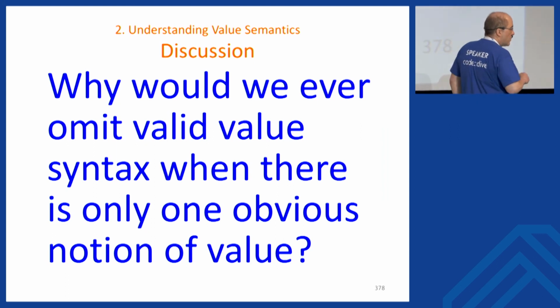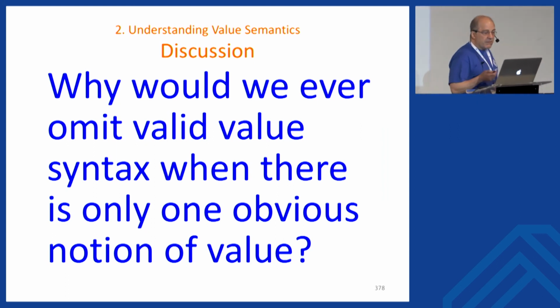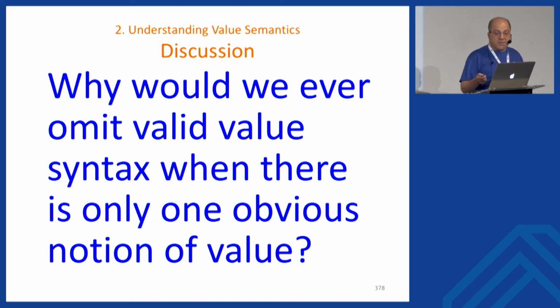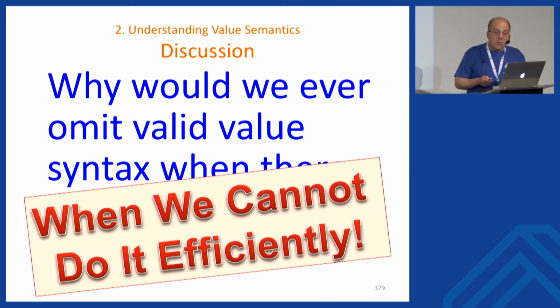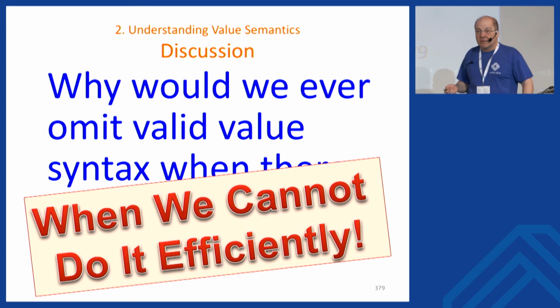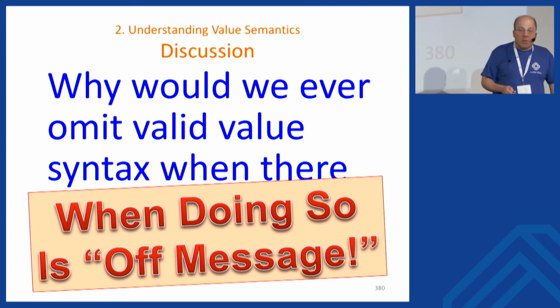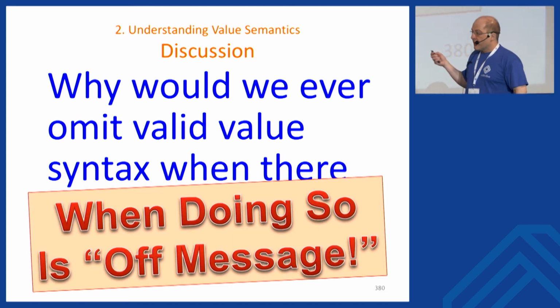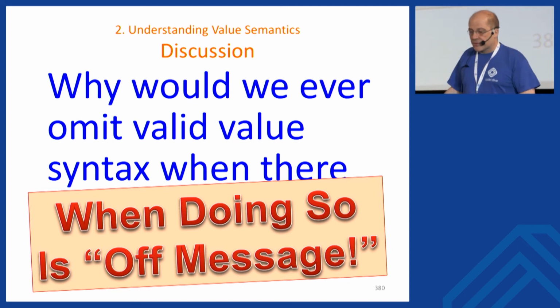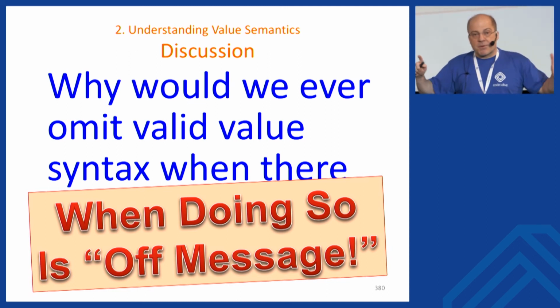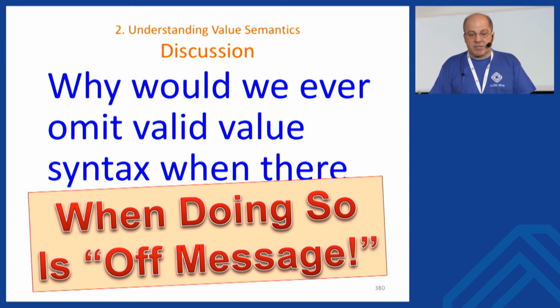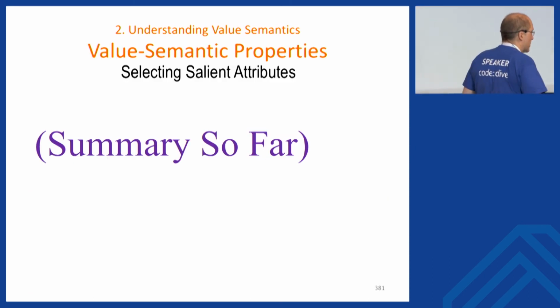Okay. Why would we ever omit the valid value syntax when there is only one obvious notion of value? When we cannot do it efficiently, when it's not possible, or when it's off message, like the queue. You remember the queue that was working with two separate threads trying to provide a service, and now we're saying we're going to use it as a value type? Maybe you just don't do that so you don't confuse people.